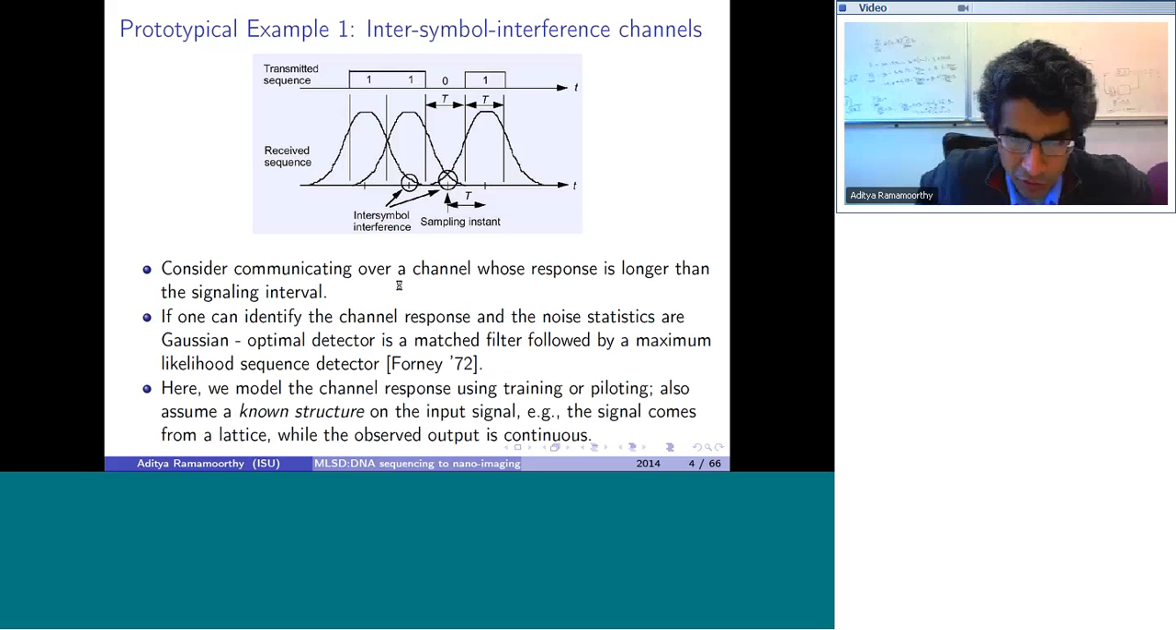The first, as we well know, is inter-symbol interference channels. If you want to decode a bit stream that is transmitted over an inter-symbol interference channel, it's well known that if you know the channel response and you know that the noise statistics are Gaussian, then the optimal detector is a matched filter followed by an ML sequence detector. This is due to classical results by Forney. In this case, we know the channel exactly, and we also assume some known structure on the input signal.